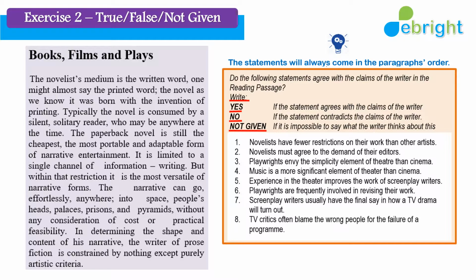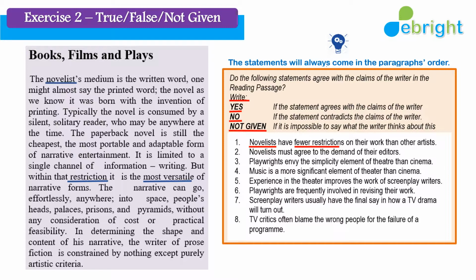Number 1. Novelists have fewer restrictions on their work than other artists. Let's find the keyword. The first keyword is novelist over there, and you can read fast and find the word novelist in the passage. You've got it in the first line, novelist medium, and then you've got another clue, fewer restrictions. Let's find the words fewer, restriction, and their synonyms over there. You've got restriction over there in the middle of the passage, and then you've got the most versatile over there.